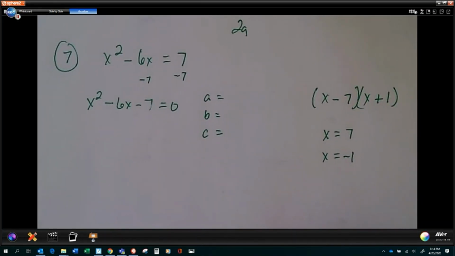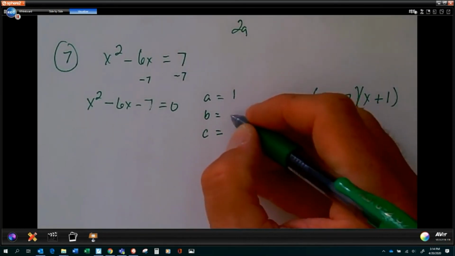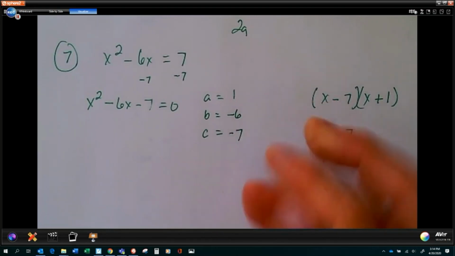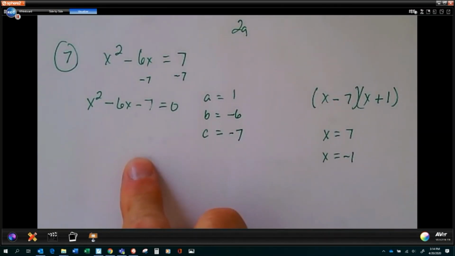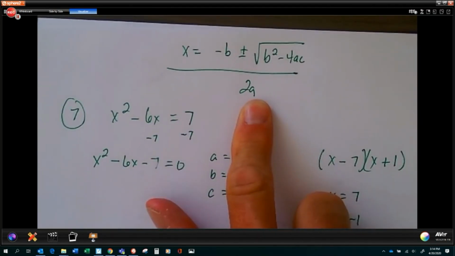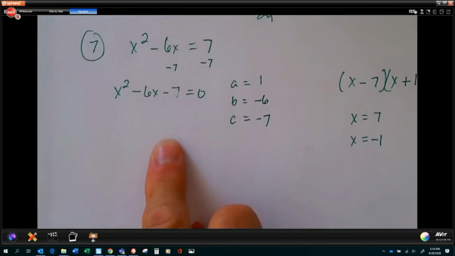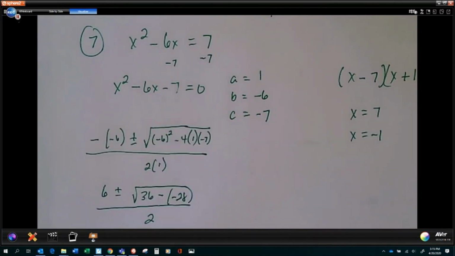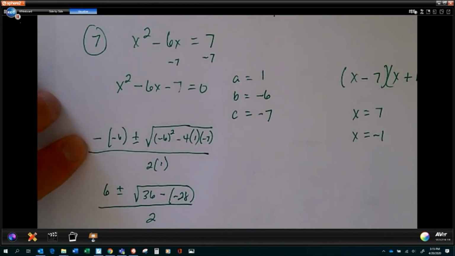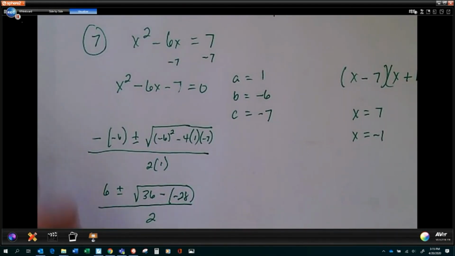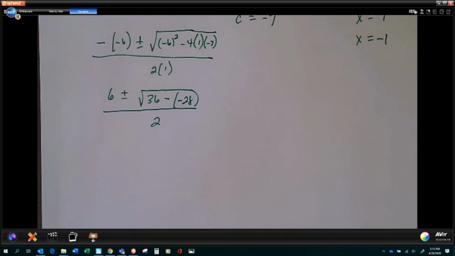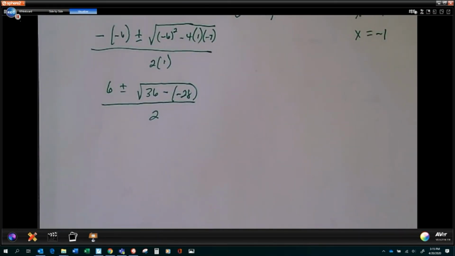Okay, A is equal to 1, B is equal to a -6, and C is equal to -7. So go ahead and plug those into the formula, and check back with me after you hit play. Go ahead and pause. So the first part of the math, the first substitution, the first simplification. Now moving down, go ahead and pause it again and continue to simplify and split them into two different equations.